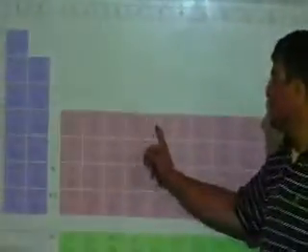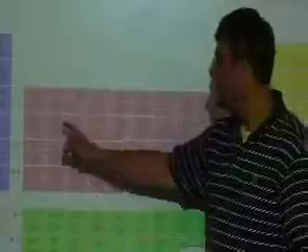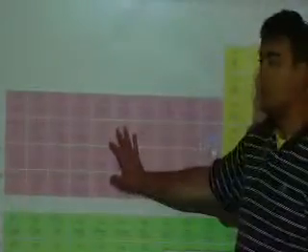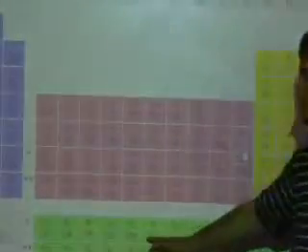D orbitals. How many electrons can be in your D orbitals? 1, 2, 3, 4, 5, 6, 7, 8, 9, 10. You get it as you go across here? What about F orbitals? 14. 57 minus 70. All right. That's your F block. All of this stuff is coming together.